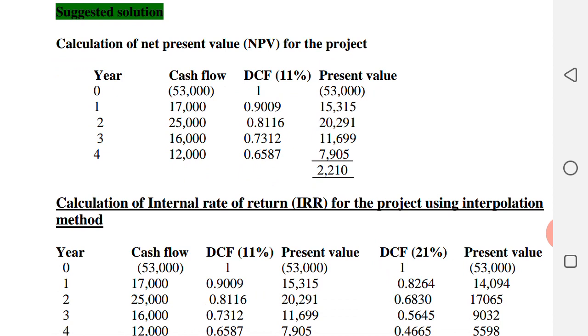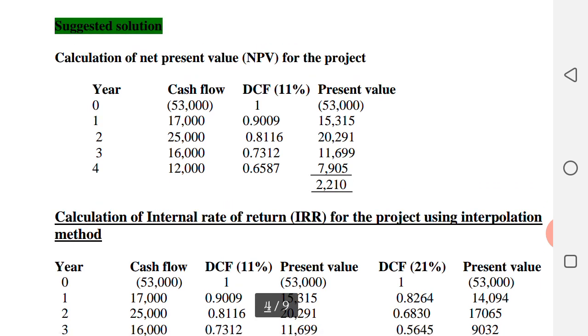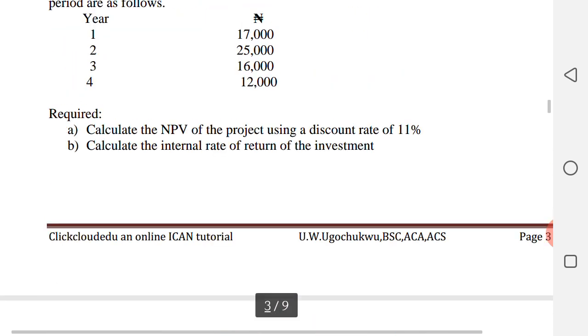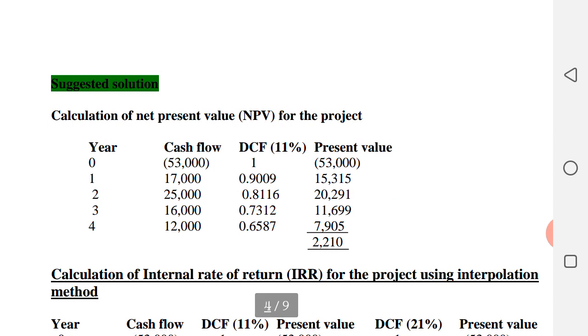By the time you look at the total, the addition of everything, we have 2,210, which is our present value, which is our NPV. Now, when you look at the NPV, it is positive, which means the project is viable. Then we can undertake the project.